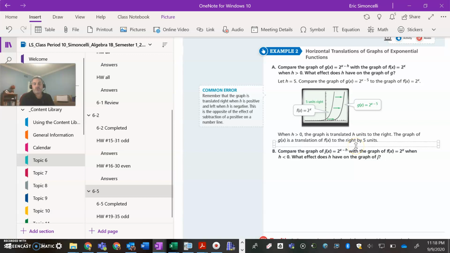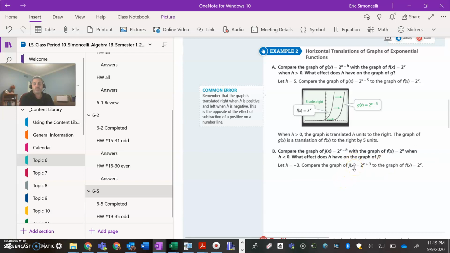So let's take a look. When h is greater than 0, the graph is translated h units to the right. The graph of g of x is a translation of f of x to the right by 5 units. For part B, compare the graph of j of x, which is equal to 2 to the x minus h, with the graph of f of x equals 2 to the x. When h is less than 0, what effect does h have on the graph of f?